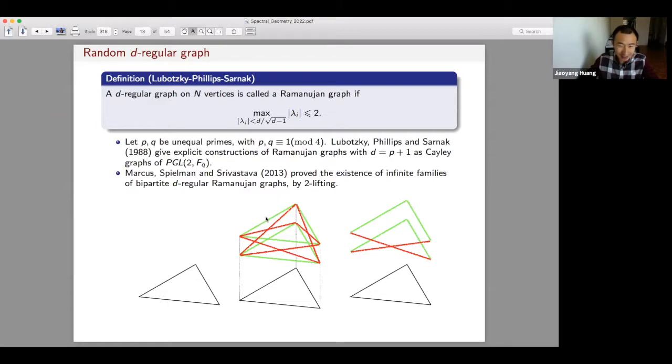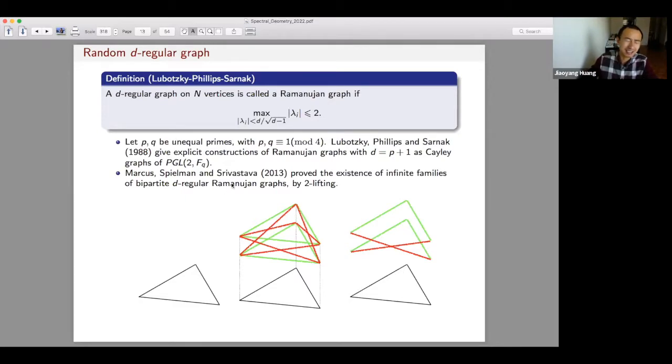So here, by two-lifting I mean, if you have some base graph like this triangle, then you do a double cover or two-lift of this triangle. So you lift each vertex to two vertices. At each edge, there are two choices: you can lift it to these two green ones or those red ones, and then just choose one. So then we get a two-lift of this triangle, which covers each edge twice.